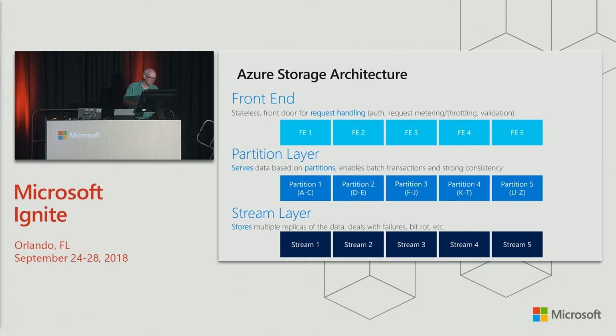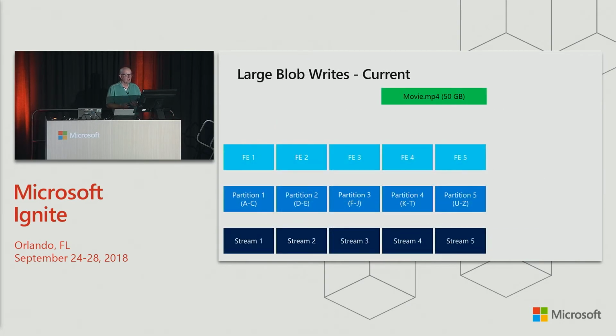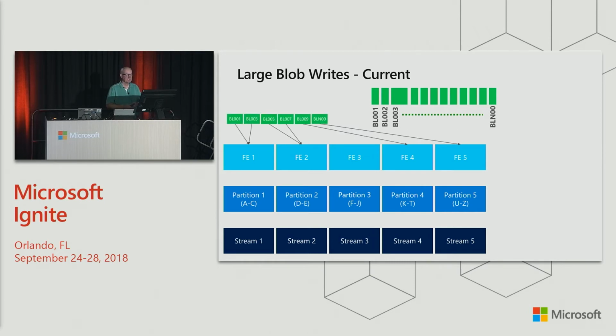So before we had high throughput blob, this is what would happen if you wrote a movie file, in this case 50 gigabytes, into Azure. You break it into blocks, hence the name block blobs. And these blocks are then written through various front ends because you can have multiple machines writing this. Now, because of the strong consistency, etc., the single blob is served by a single partition. So it goes to a partition server, and then it gets spread out across the stream servers after the fact.